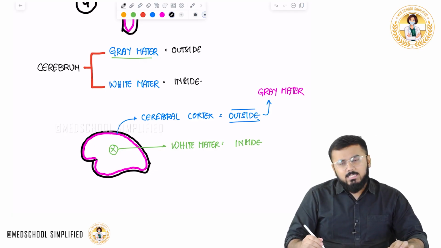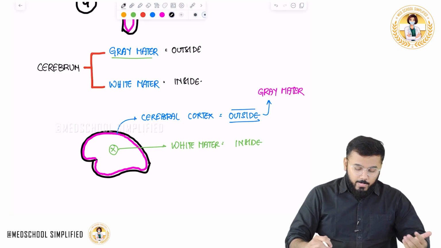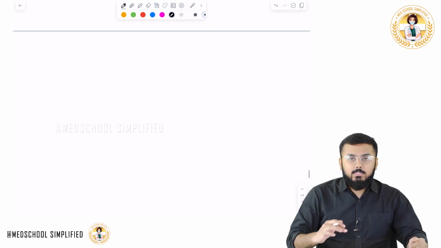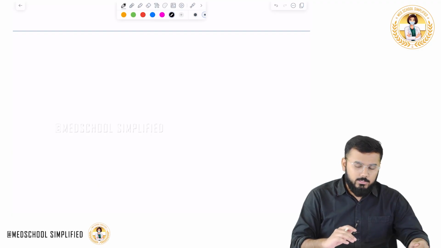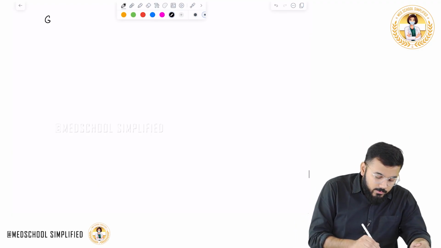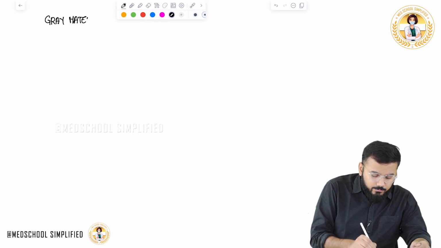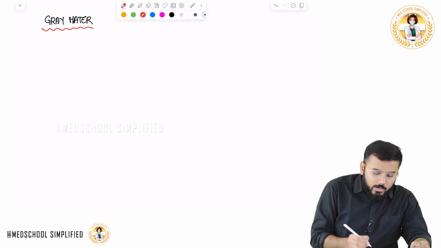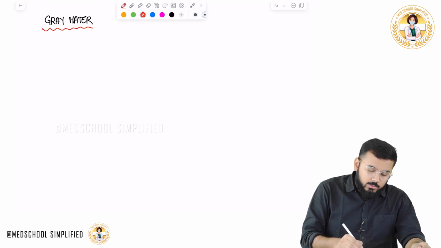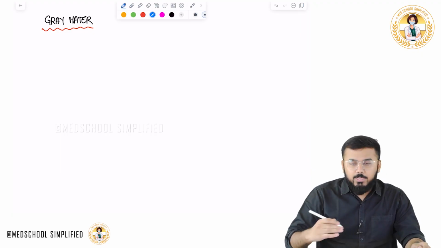Now, is this the only thing that is enough to know? No. So what is actually gray matter consisting of, we will discuss, and then we will discuss what the white matter is also consisting of. Okay, so first we will discuss what the gray matter is consisting of. After this, next we will discuss what the white matter is consisting of. And I'll draw the pictures also.